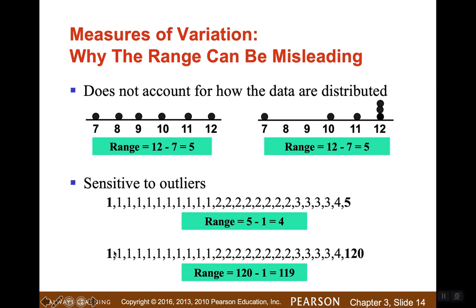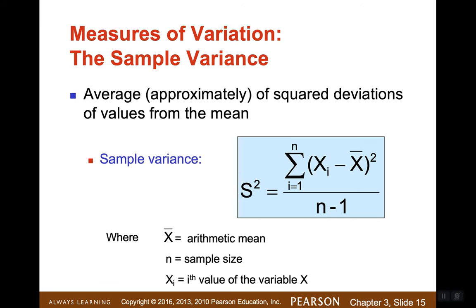If I have a range of 1 to 120, of which 120 is the last value, that's pretty distorted. The range does not really reflect the composition of the numbers. We just have an outlier here that's tilting things in another direction. So in those cases, building on the range, we want to develop some calculation, some measure of the variance.